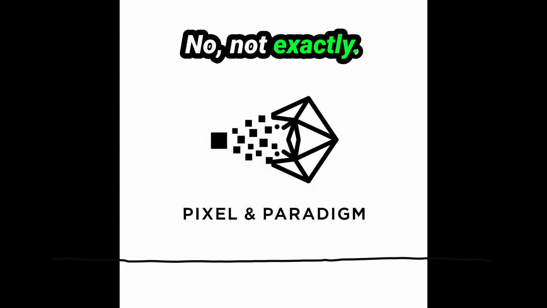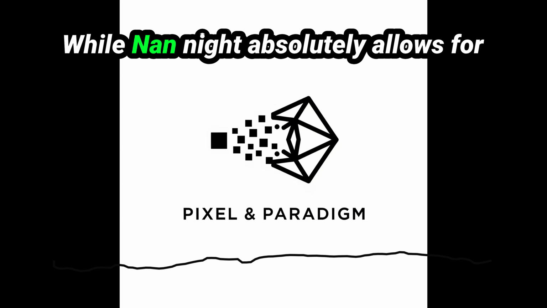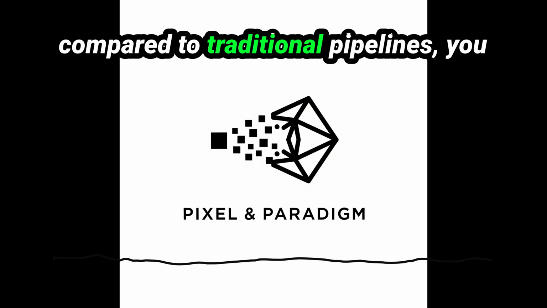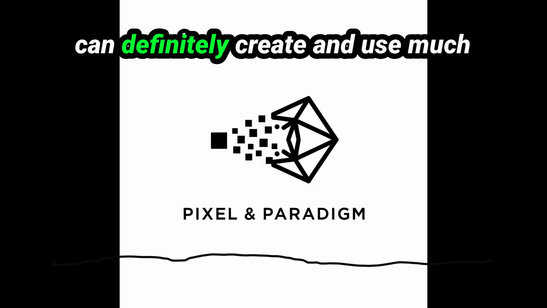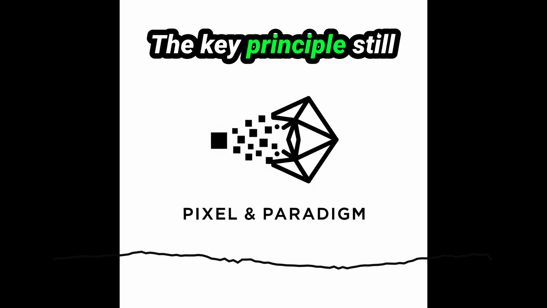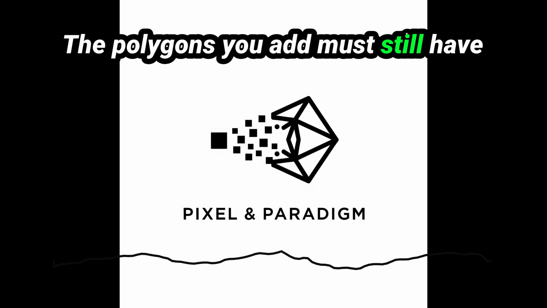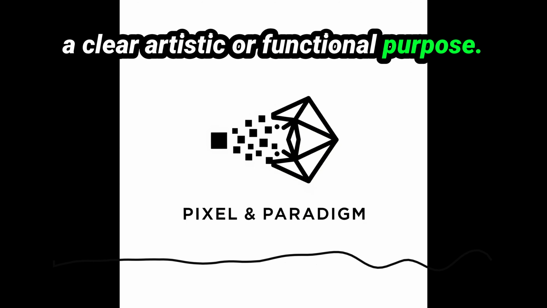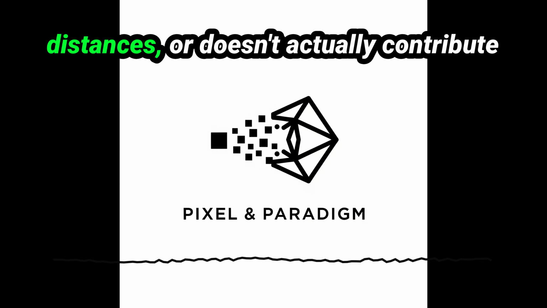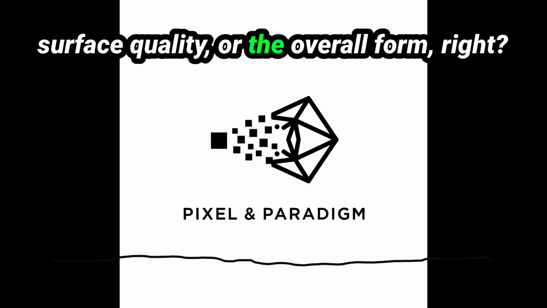No, not exactly. Poly count is not entirely irrelevant, even with Nanite. While Nanite absolutely allows for significantly higher polygon counts compared to traditional pipelines, you can definitely create and use much more detailed models than ever before. The key principle still remains purposeful polygons. The polygons you add must still have a clear artistic or functional purpose. You shouldn't just add detail that won't be perceivable at typical viewing distances, or doesn't actually contribute meaningfully to the silhouette, the surface quality, or the overall form.